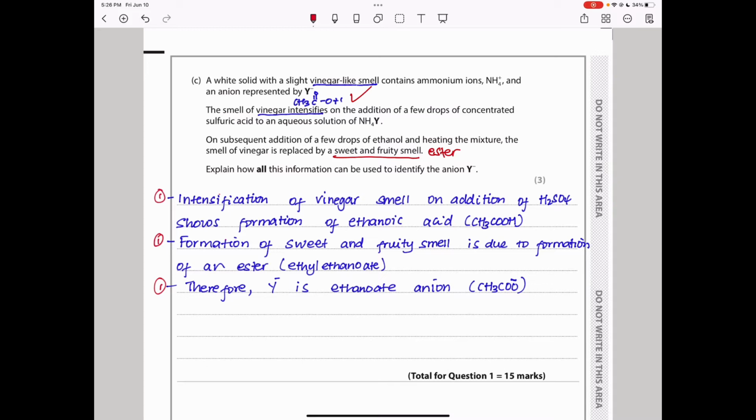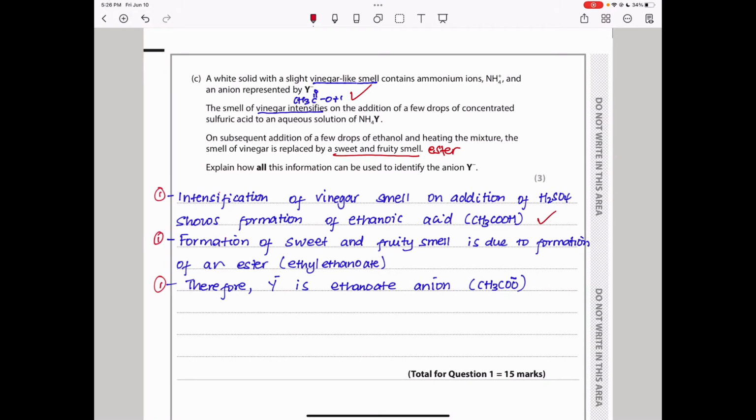So I say intensification of vinegar smell on addition of H2SO4 shows formation of ethanoic acid. However, formation of a sweet fruit smell is due to the formation of an ester, and Y minus could have been this. So basically, it's like an ester or some kind of product that is made. So Y minus is going to be the ethanoate ion.